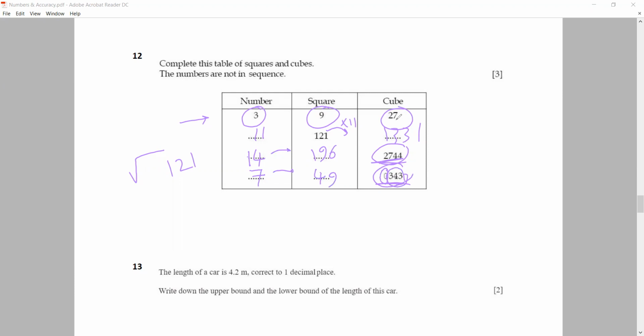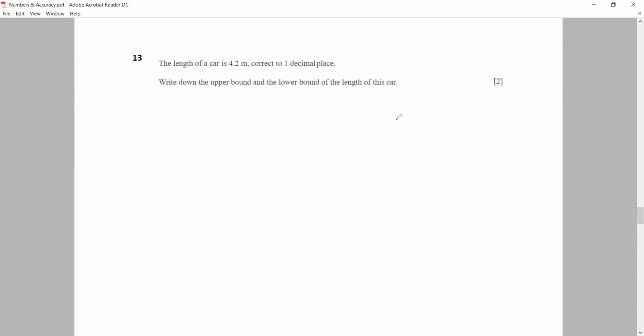And moving on to the next question, question number 13. Now this is upper and lower bound. So let's start with an easy question. This is the length of a car, and it's correct to 1 decimal place. Write down the upper and lower bound of the length of the car. So basically upper bound and lower bound, or LB, right? So I better write the upper bound and lower bound.